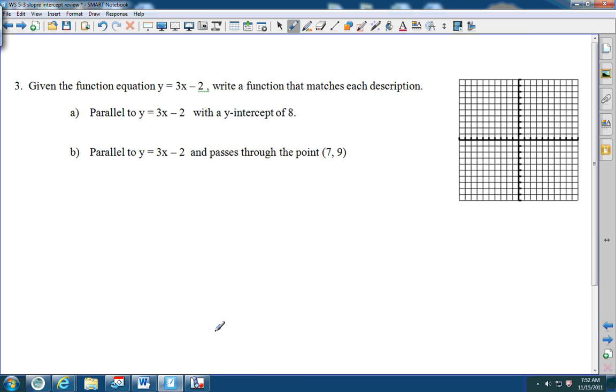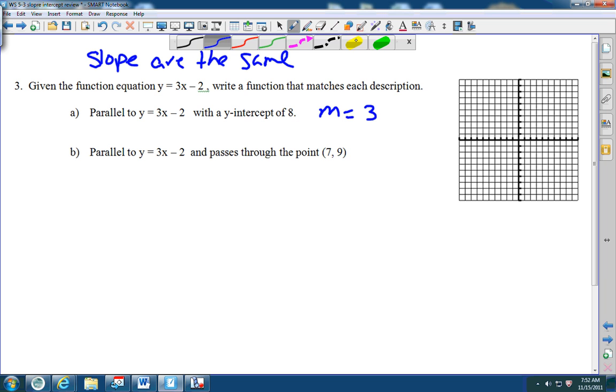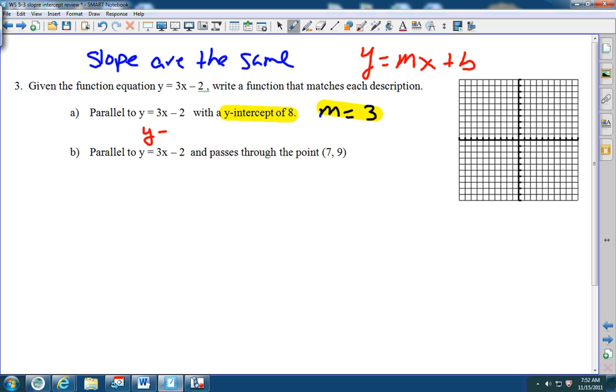My next problem right here talks about given a function equation y equals 3x minus 2, write a function that matches each description. Well, the first thing it says is that it wants a line that is parallel to y equals 3x minus 2. When two lines are parallel, their slopes are the same. So that means that my slope is going to be 3. Well, from this information, it gives me a slope of 3 and a y-intercept of 8. Remember, on an equation, I only need my slope, which is m, and my y-intercept. So right here, I can go ahead and write my equation, y equals 3x plus 8.